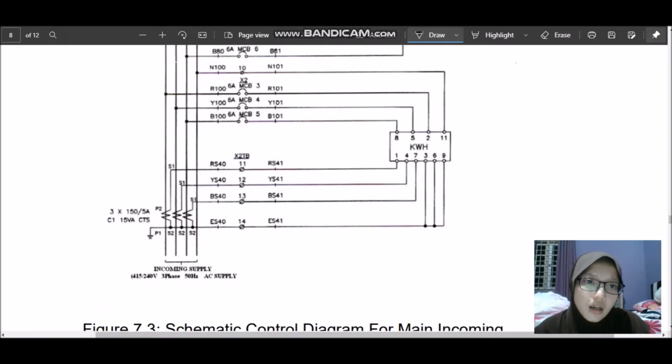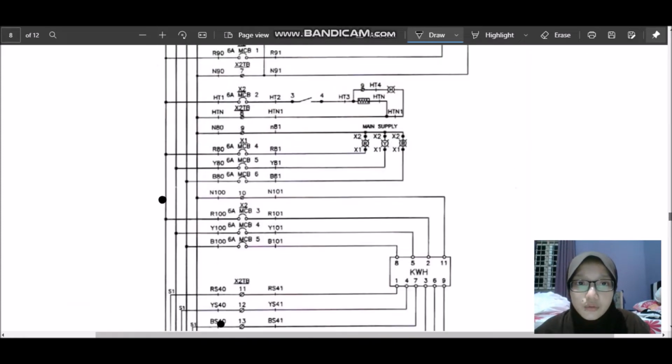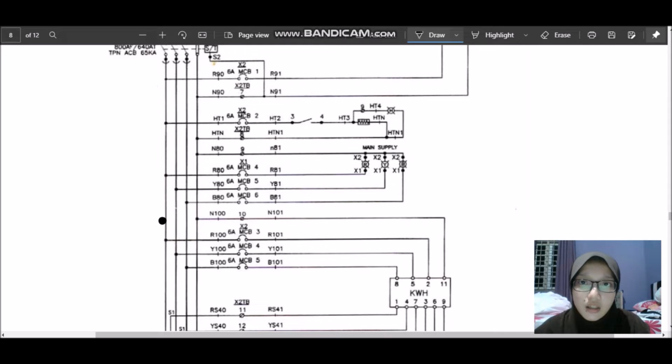We have the first layer, I just assume this is from here to here. This is the first layer. We have R, Y, B, and earth to connect with the kWh or kilowatt hours meter, directly from here to here. Next we move to the second layer.